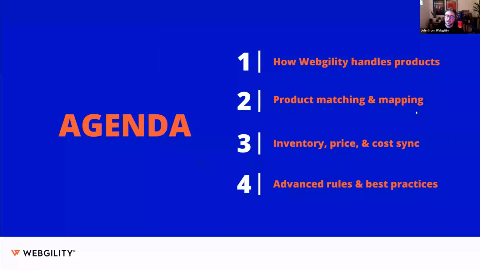So just to talk through the agenda, we're going to go through how Webgility handles products. So how Webgility looks at your products on both the QuickBooks side and the sales channel side. The difference between product matching and mapping and how that works. Inventory, price, and cost syncing, and then some advanced rules and best practices.